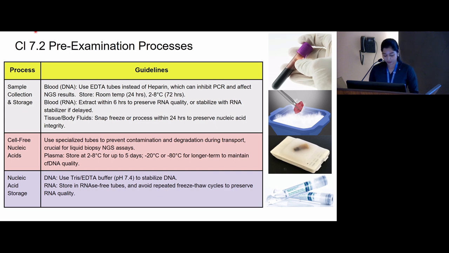And when we are dealing with cell-free nucleic acids, which are essential for the liquid biopsy NGS assays, specialized tubes should be used, such as the PAXgene tubes, to prevent contamination and degradation. Nucleic acid extraction from plasma samples should be performed within 4 hours of collection, which is sometimes not possible since we receive samples from Payel also hospital.